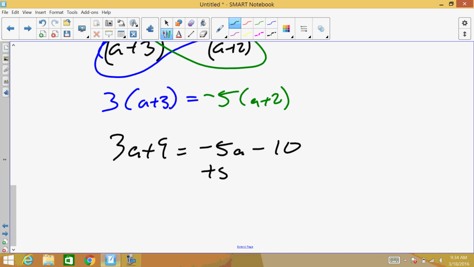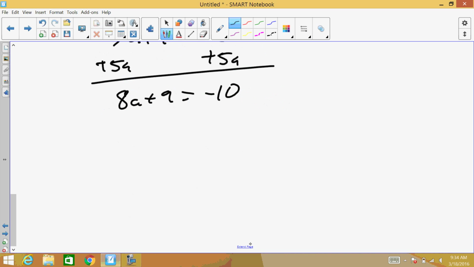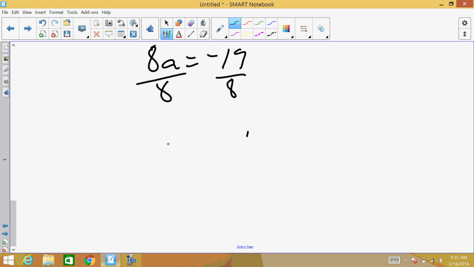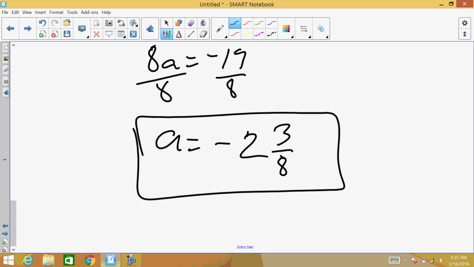I'm going to add 5a to both sides. 8a plus 9 equals negative 10. 8a equals negative 19, and I divide by 8. Looks like a is equal to negative 2 and 3/8. So there's our second method. Get each side into one proportion, and then we can cross multiply using our proportions and solve that equation.